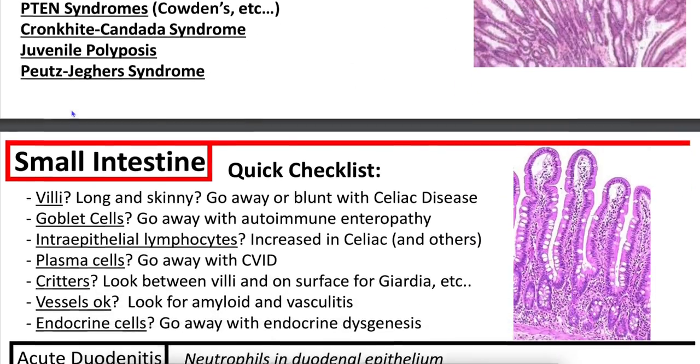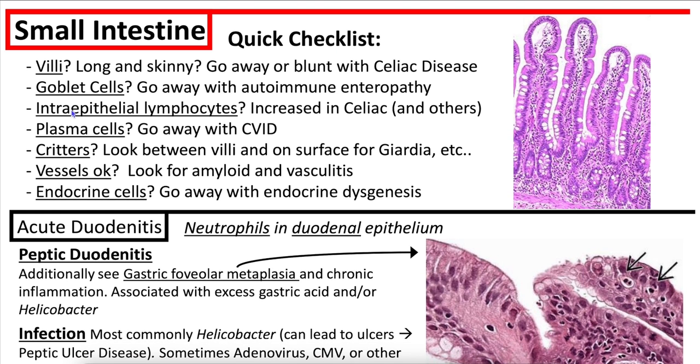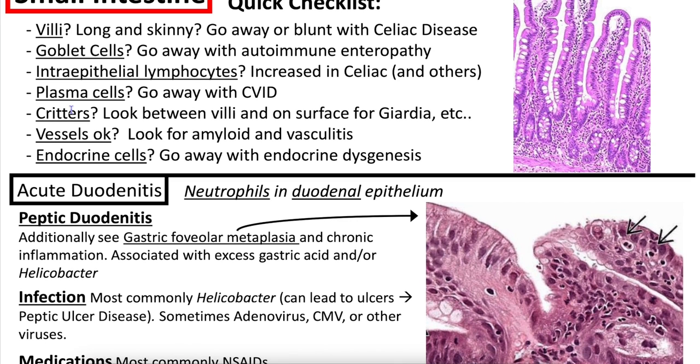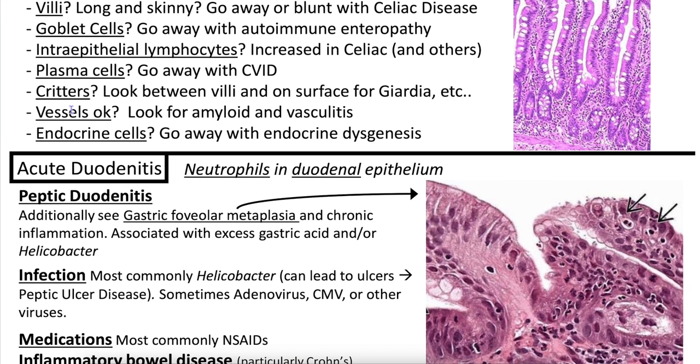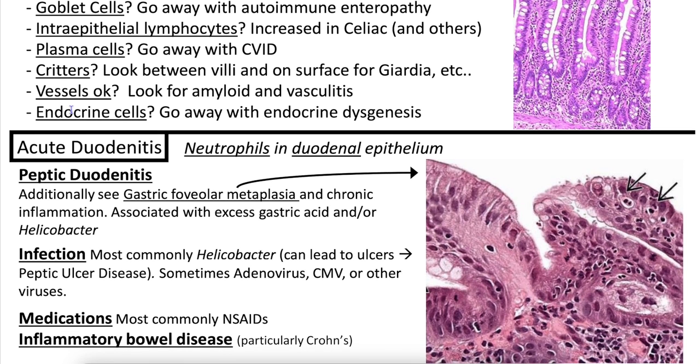All right, just to recap, small intestines, villi not long and skinny, think about celiacs. No goblet cells, think about autoimmune enteropathy. Intraepithelial lymphocytes, think about early celiacs. Plasma cells not there, think about CVID. Critters, falling leaves, think about Giardia. Vessels look thickened, inflamed, think about amyloid, vasculitis. No endocrine cells, endocrine dysgenesis.